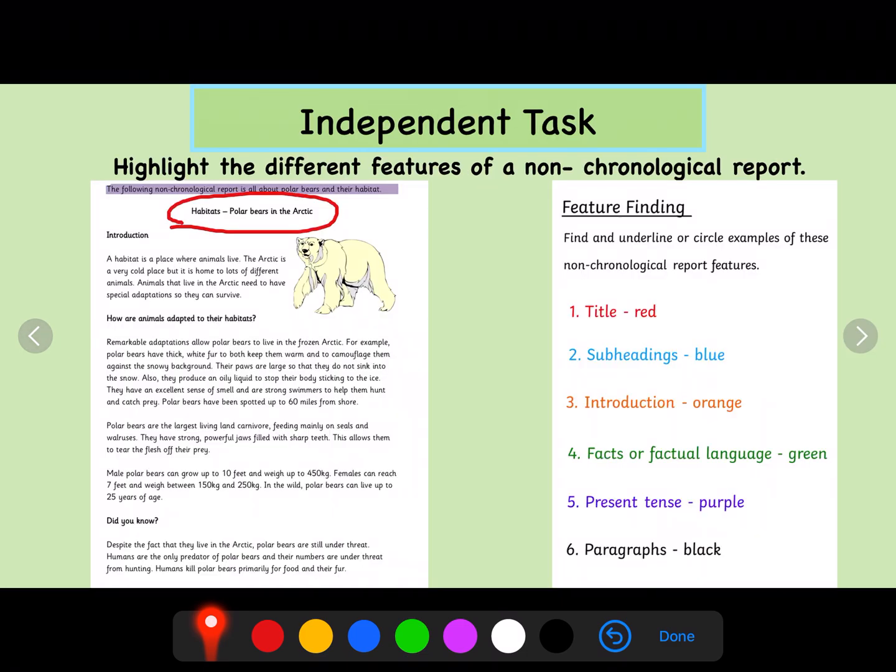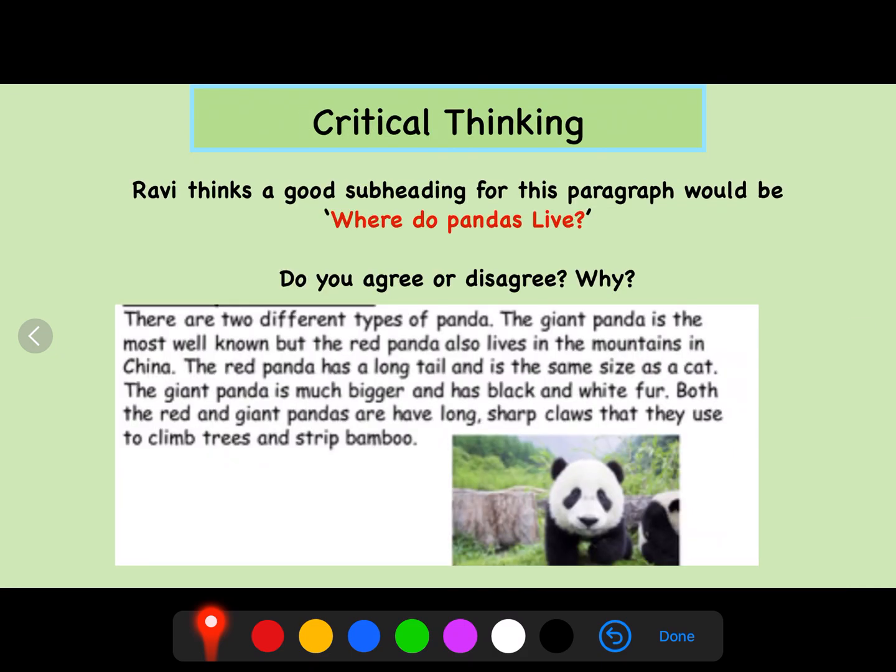When you have finished this task, you can upload it to Shobi, and there is a question that we are going to think about at the end of our activity. So when you have finished your writing, you can come on and have a little think about this question.